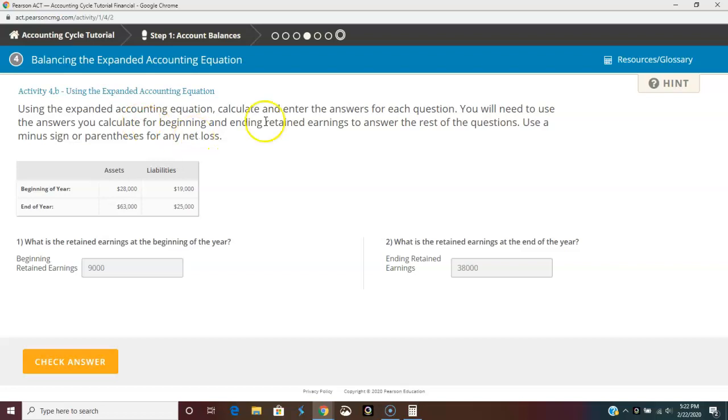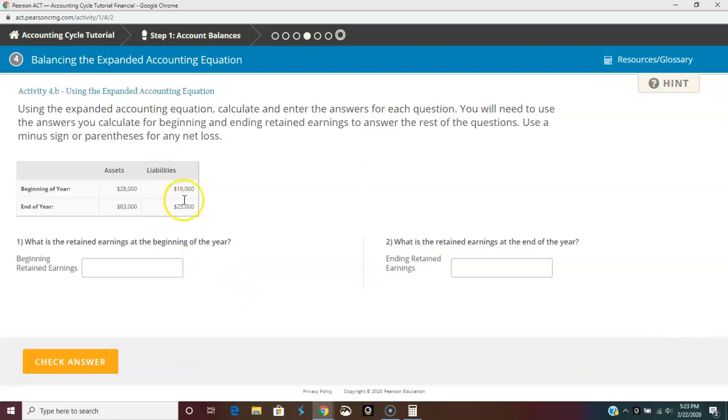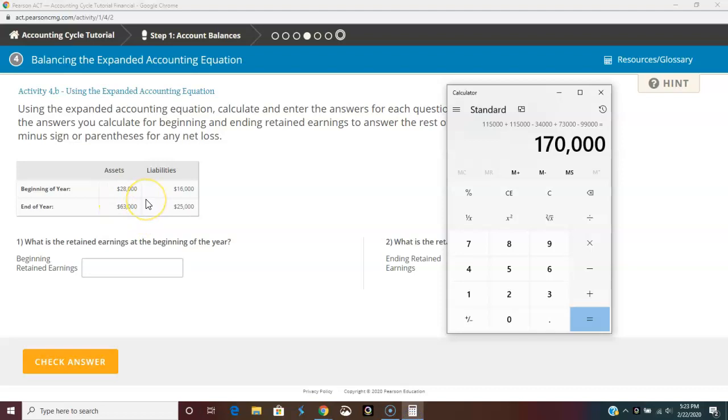Using the expanded accounting equation, calculate and enter the answers for each question. You will need to use the answer you calculate for beginning and ending retained earnings to answer the rest of the questions. Use a minus sign or parentheses for any net loss. Okay. Beginning year assets are 28, liabilities are 16, end of year assets are 63, end of year liabilities are 25. What's retained earnings at the beginning of the year? Well, just set up your equation to do this.